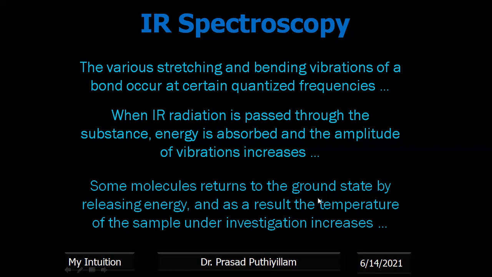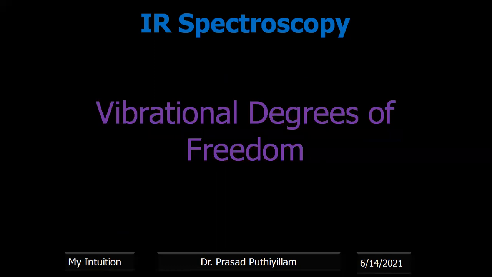So there are overtones, hot bands, and fundamental vibrations, fundamental transitions. To explain the hot band, I need this particular statement. Therefore it is clear that as IR radiation passes, some molecules will jump to higher energy, go back down, and release energy which will heat up the sample, so the temperature of the sample increases. Now, some degrees of freedom, vibrational degrees of freedom. How to calculate the vibrational degrees of freedom?